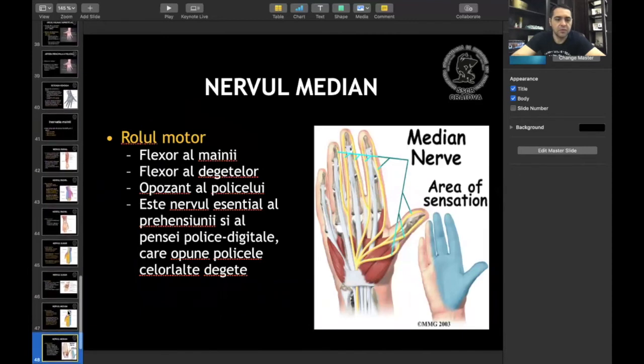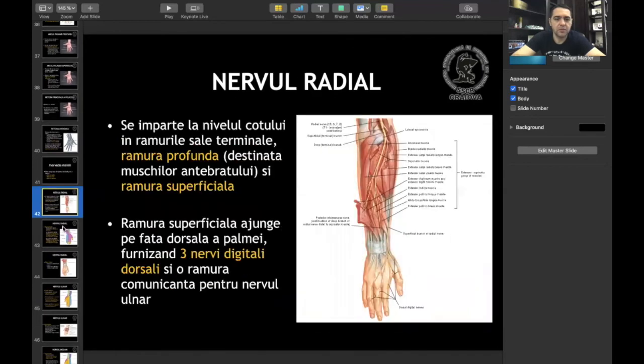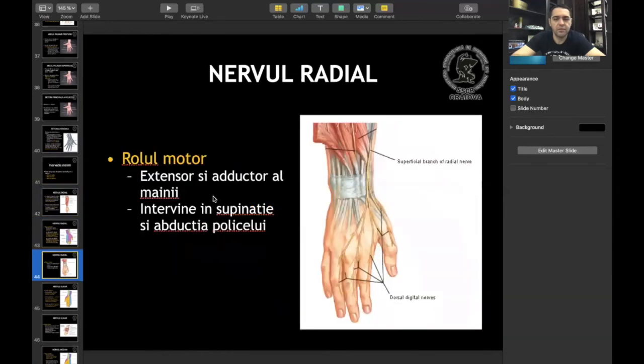Of course, there are also motor components. So you can see here, for example, the motor part of the radial nerve is about the extension and adduction of the hand, and also supination and abduction of the thumb.